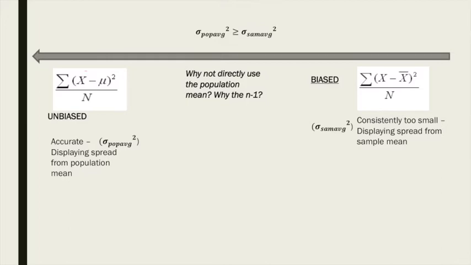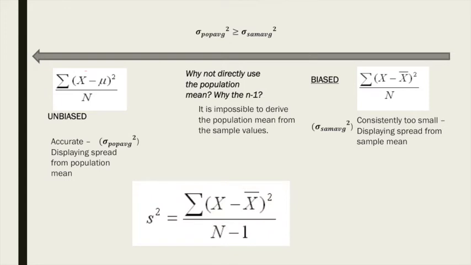You might ask, why not just directly use the population mean? Why go through all the fuss of taking the biased variance estimator on the right and then changing the denominator from n to n minus 1? Well, at the start of the PowerPoint, it was said that the statistician only has data values of a sample of data and not necessarily the whole population. It is impossible to derive a population mean from merely a sample set of data, as the sum of all the population data must be obtained to divide by the number of data values to obtain the population mean.